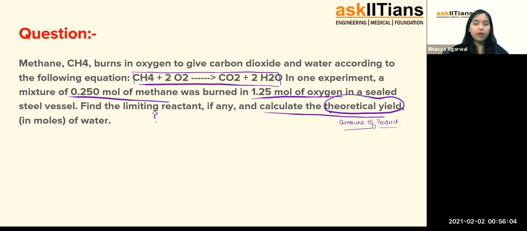The amount of product is nothing but the theoretical yield. In moles, you have to calculate for water, right? So these are the given things, and this is the thing which we need to find out. Now, first of all, we need to find out the limiting reagent. And we know that it is the limiting reagent which is responsible for the formation of product. And water is one of the products, right? So how to do this? Simply, we'll be doing it this way.